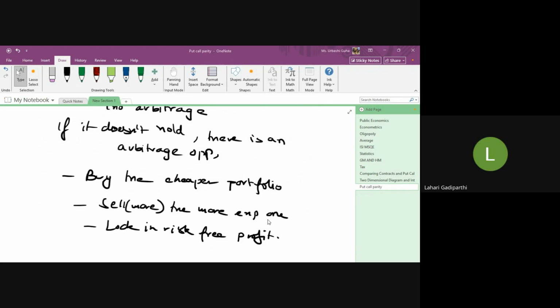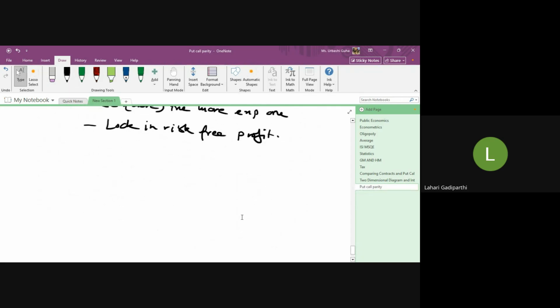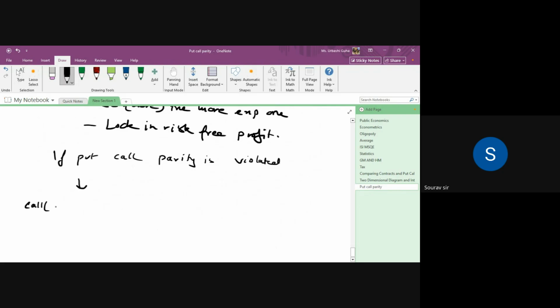Okay, let me write. Suppose the put call parity is violated. Then what we know is the formula: Call(K, T) minus Put(K, T) is not equivalent to PV(F_T minus K). So a trader can construct a portfolio of call, put, and forward to make a risk-free profit.